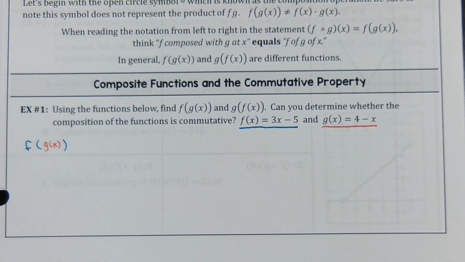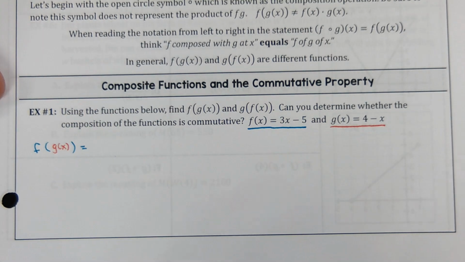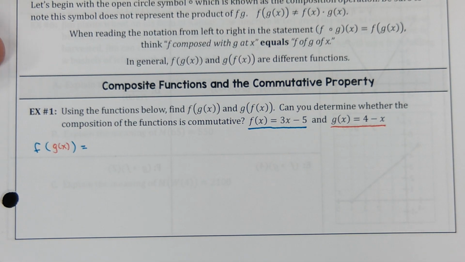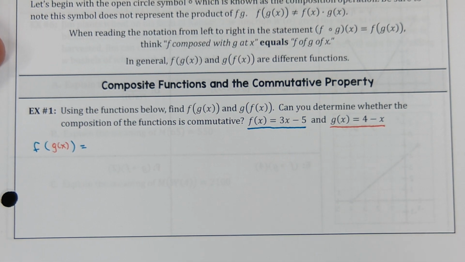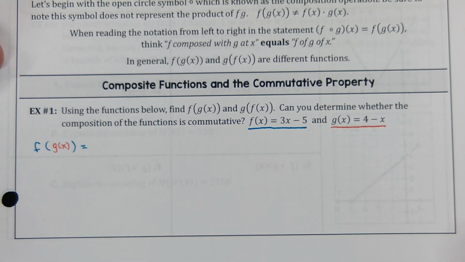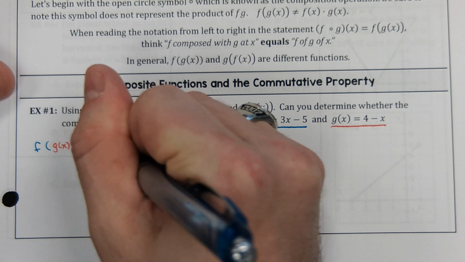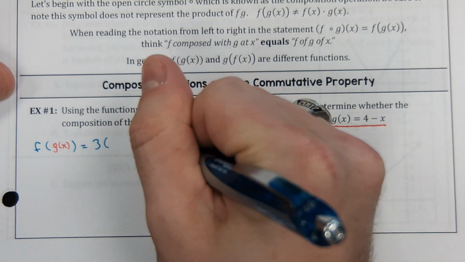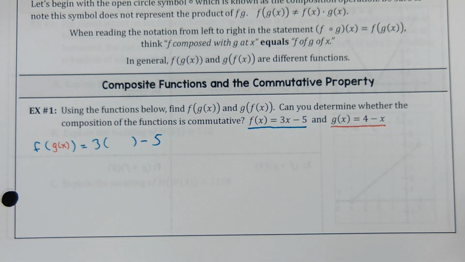If I had said f of 5, you would have plugged 5 into f of x. I'm not saying f of 5, I'm saying f of g of x. That means everywhere that f of x had an x, my job is to have a set of parentheses, and I'll put the red g of x in those parentheses. Here's everything that f of x had. Where there used to be an x, there is now a set of parentheses, because that is where I'm dropping in what g of x equals.